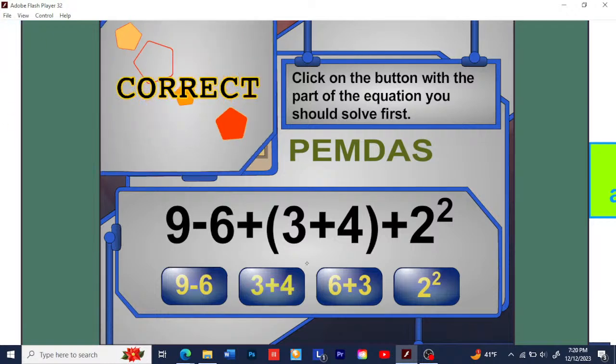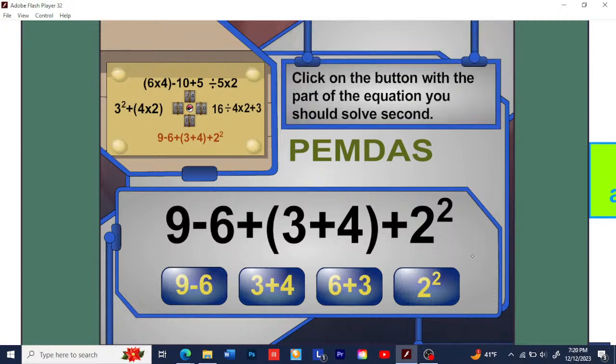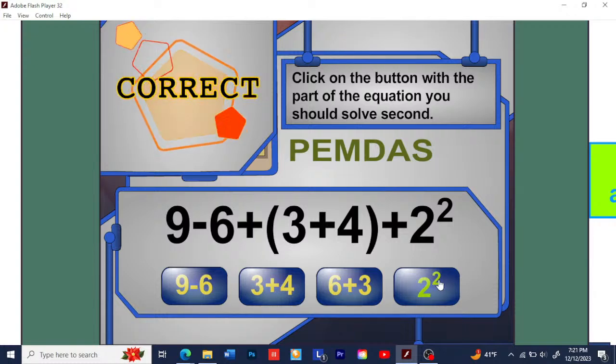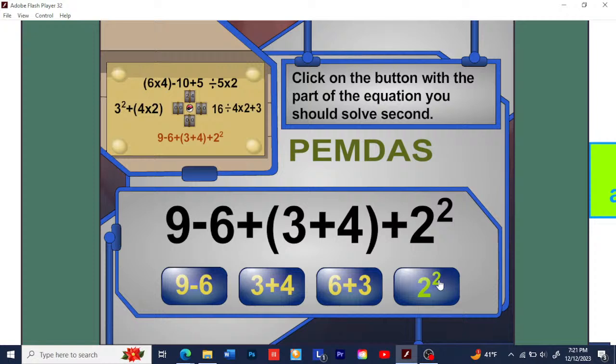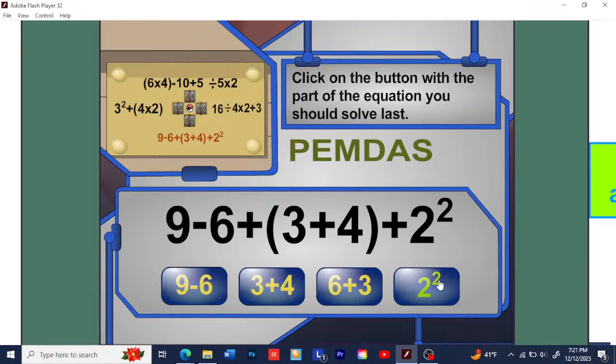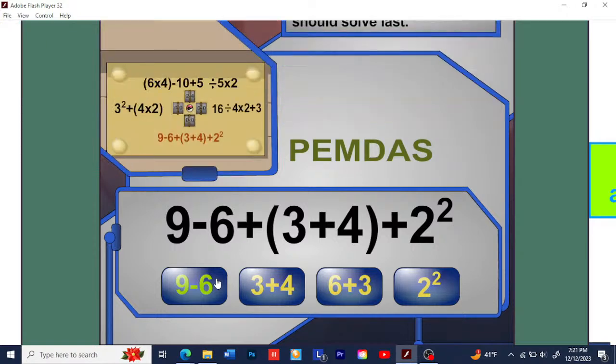Yes, we add 3 plus 4 first because they're in parentheses. Which part should you solve next? Highlight and click on the part you should work on now. Child's play. Yes! 2 squared, because exponents come after parentheses in the order of operations. Let's keep going. Highlight and click on the part to solve last in this math problem. Yes, 9 minus 6 is subtraction, and that's last.